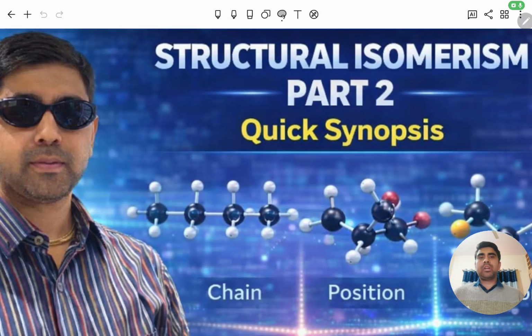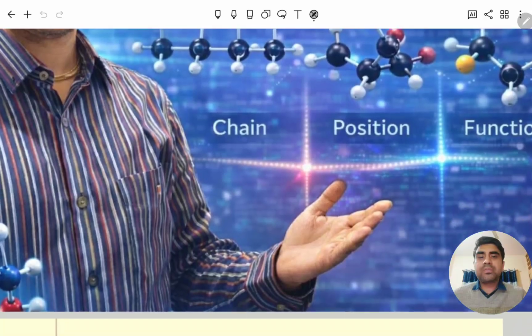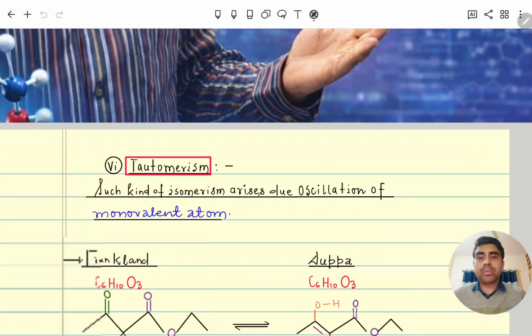Hello everyone, welcome to part 2 of structural isomerism. Here we will discuss the last portion of structural isomerism, that is tautomerism. We will cover types of tautomerism, then deuterium exchange, and after that some examples, and we will complete this topic completely. So let's start. First we will discuss the definition of tautomerism.